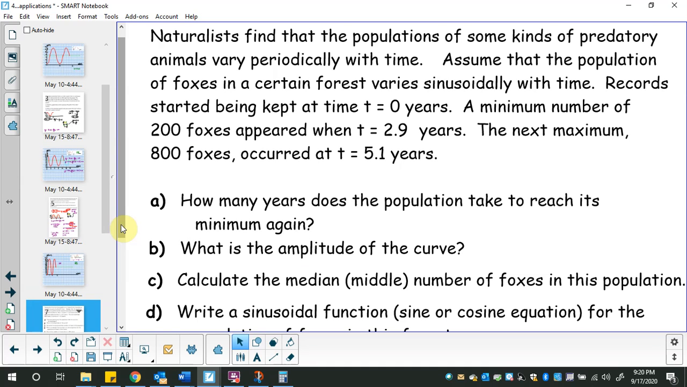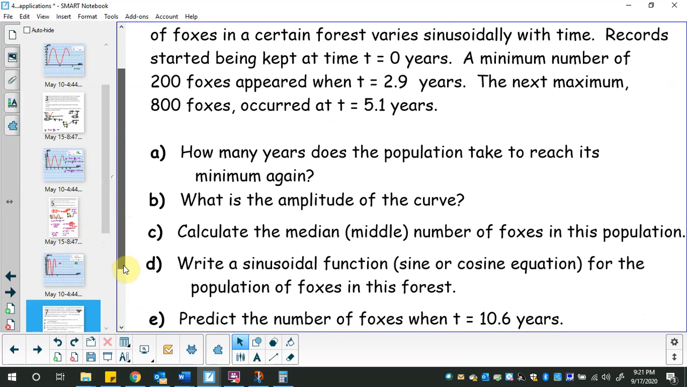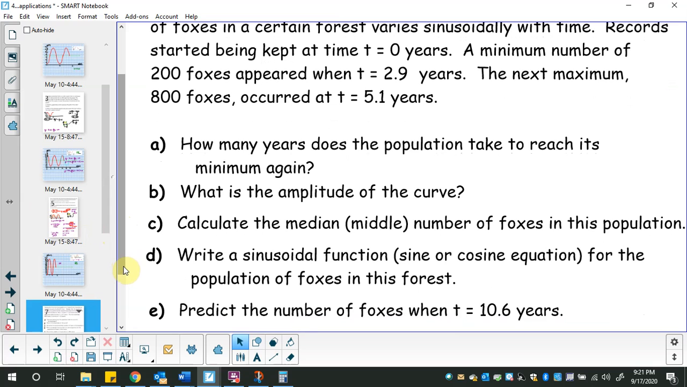How many years does the population take to reach its minimum again? Another question is, what is the amplitude of the curve? Calculate the median, middle, vertical displacement number of foxes in this population. Write a sinusoidal function, sine or cosine equation, for the population of foxes in this forest, and then finally predict the number of foxes when t is equal to 10.6 years.